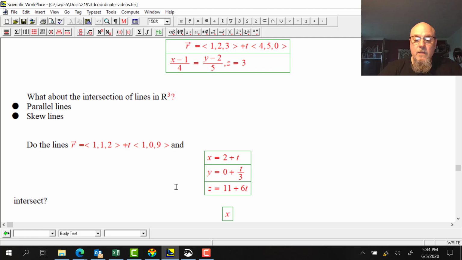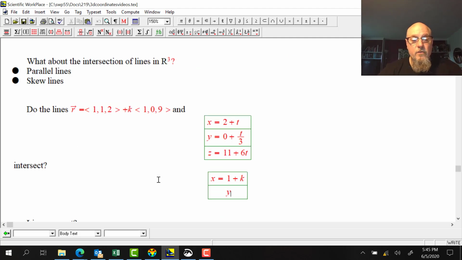So the x component would be equal to 1 plus 1 times... I don't want to use the same variable, the same parameter. It's written t and t here. I'm switching this to k because this value of t doesn't have to be the same value as t here. So 1 times k is the x component. The y component of this first line is equal to 1 plus k, and the z component of this first line is equal to 2 plus 2k.